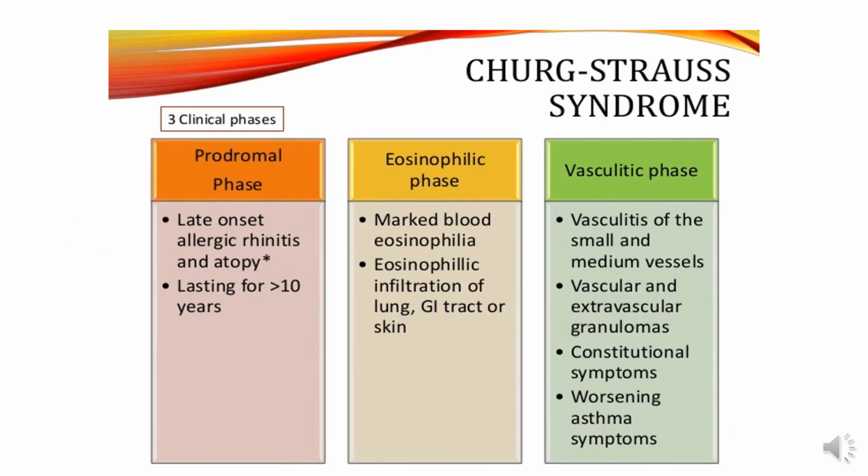The clinical features of eosinophilic granulomatosis with polyangiitis typically develop in several sequential phases. Prodromal phase: it occurs among individuals in the second and third decades of life and is characterized by atopic disease, allergic rhinitis, and asthma. Eosinophilic phase: features include peripheral blood eosinophilia and eosinophilic infiltration of multiple organs, especially the lung and gastrointestinal tract.